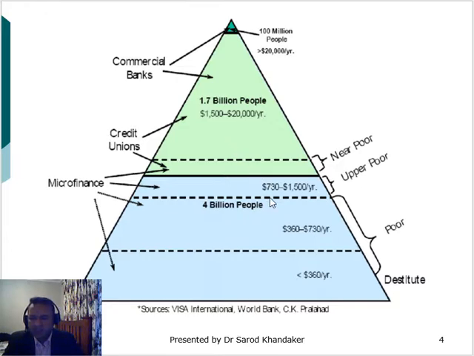But if you go down, where it shows the near poor or the upper poor people, the population is more than 4 billion people in the world, and their income is from $360 per year to $1,500. These 4 billion people do not have any financial institution they can go to in order to borrow money. So what can these people do? According to the World Bank, they have only one solution in order to borrow money, and that is basically microfinance.